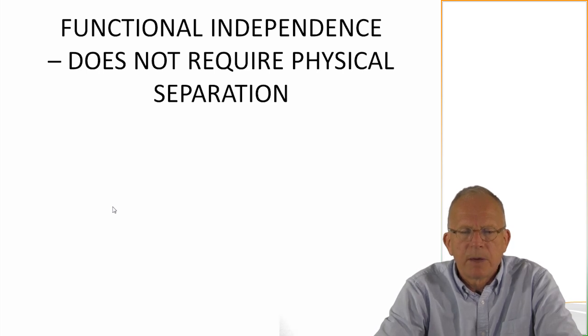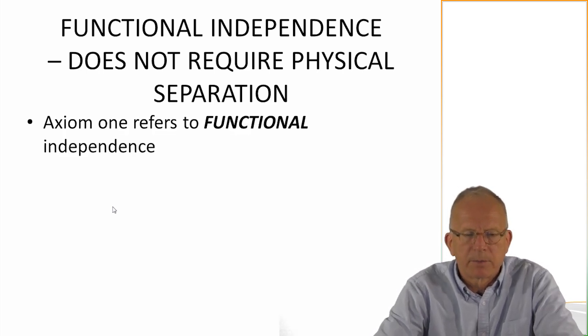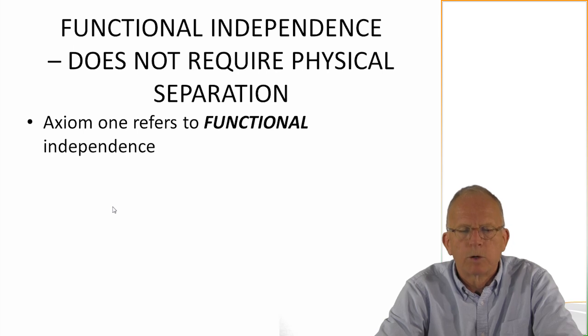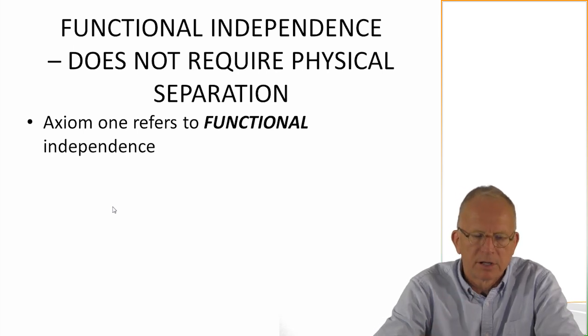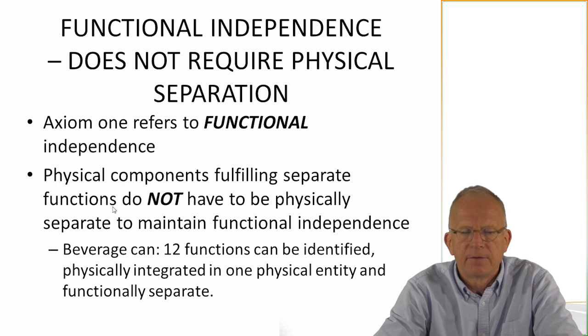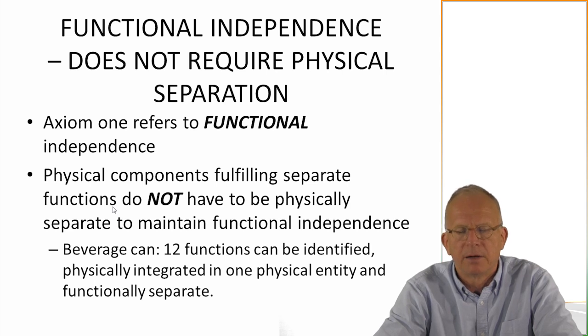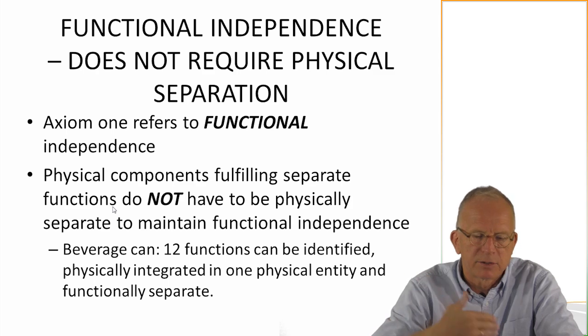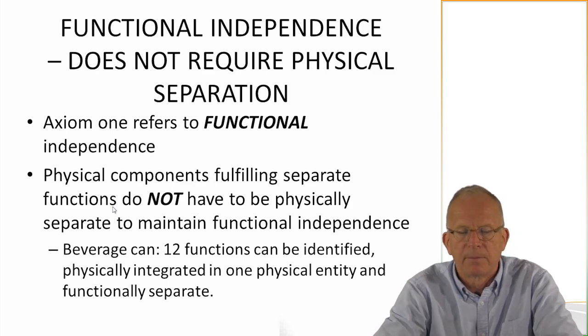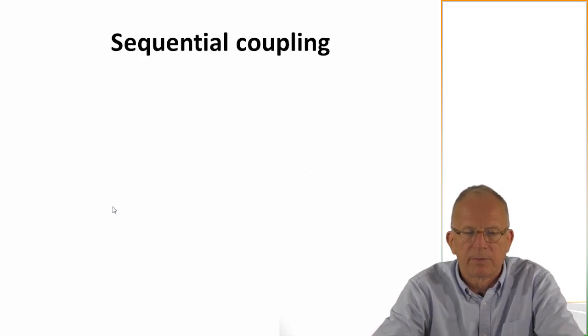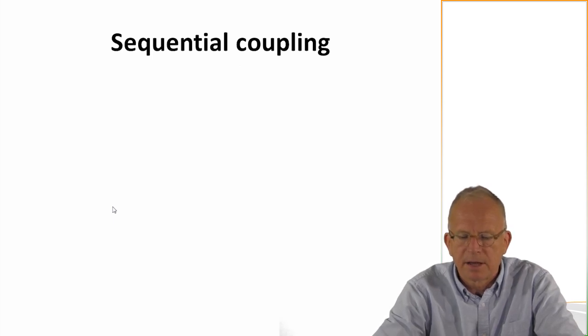So functional independence does not require physical separation. Axiom 1 refers to functional independence, and physical components fulfilling separate functions do not have to be physically separate. In one of Suh's books, he looks at a beverage can and identifies 12 different functions, but they're all physically integrated under one beverage can. All right, so that's FR-DP, and DP-DP coupling.